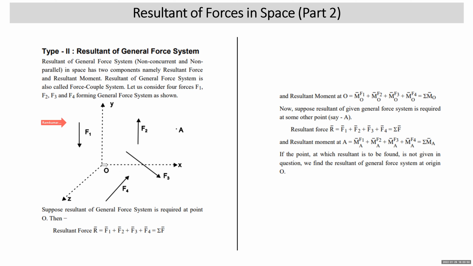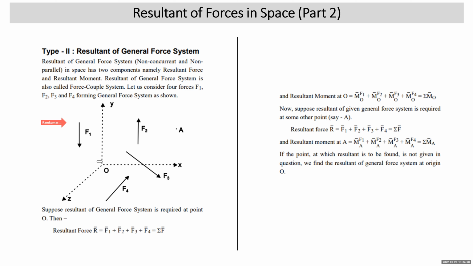Now, resultant of general force system will have two components. One is resultant force and another is resultant moment. Resultant force will be the algebraic sum of all the forces in vectorial form. So resultant force R bar will be F1 bar plus F2 bar plus F3 bar plus F4 bar, or you can say sigma F bar. Now, resultant force does not change. Resultant moment will depend upon the point where resultant is required.